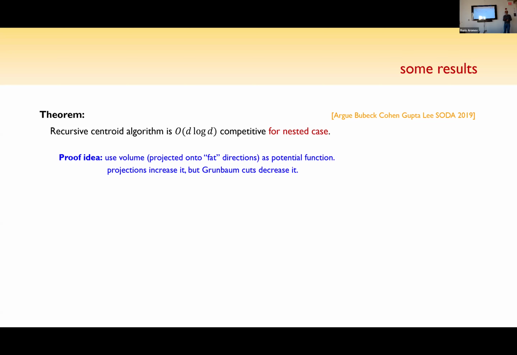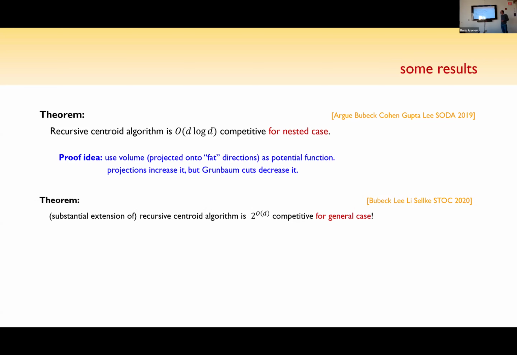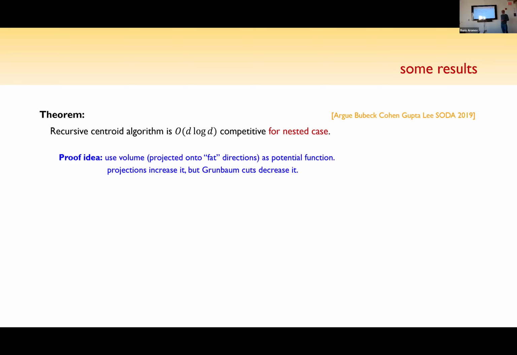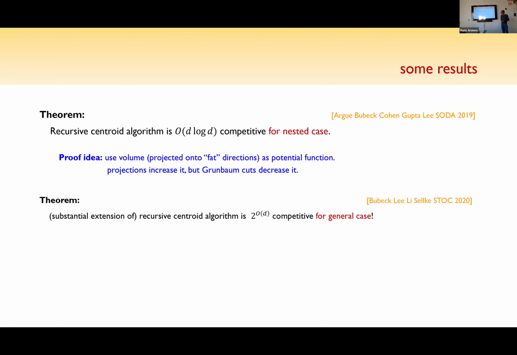So this was the recursive centroid algorithm. Even though I say so myself, it was sort of cleaner. I like it. And I thought, what can be cleaner than this? Okay. This was for the nested case. What about the general? So then we thought about this for the general case.